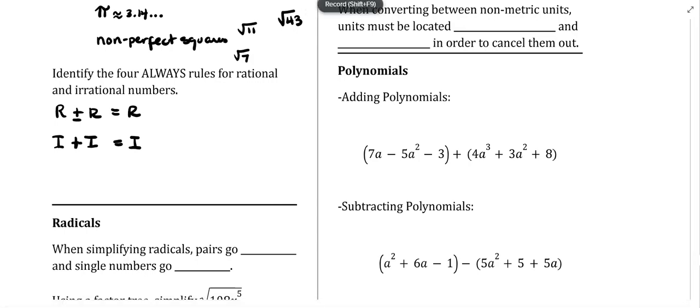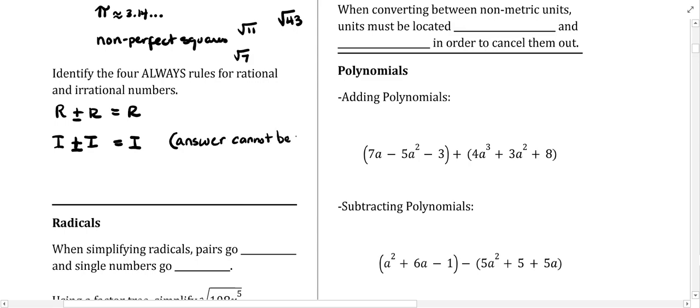Not necessarily. So, for example, if it's minus, now the answer cannot be 0, right? Because 0 is going to be rational, right? But anything else, as long as your answer is not 0, the answer is going to be irrational. Let me fix this up right here.